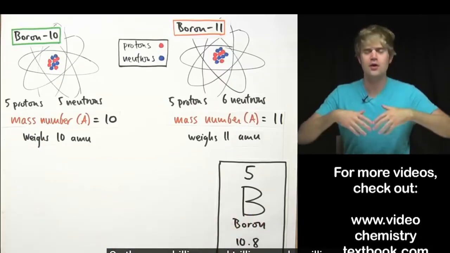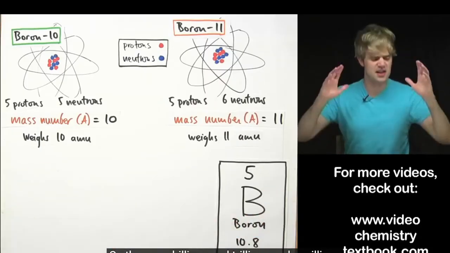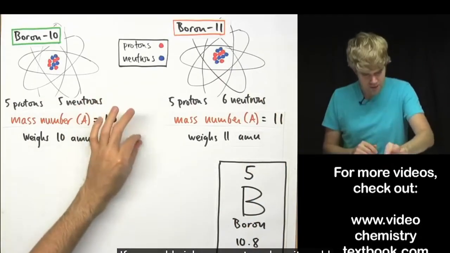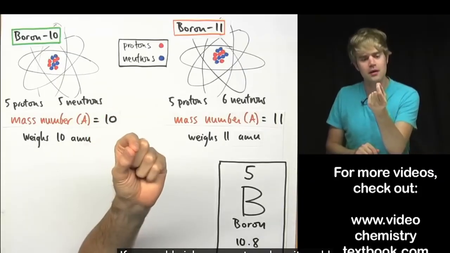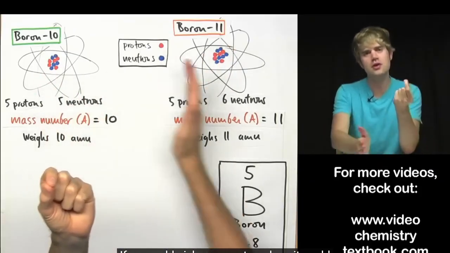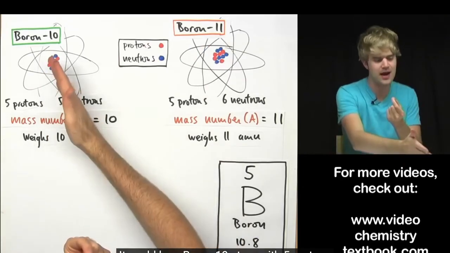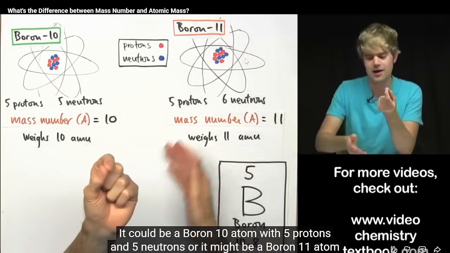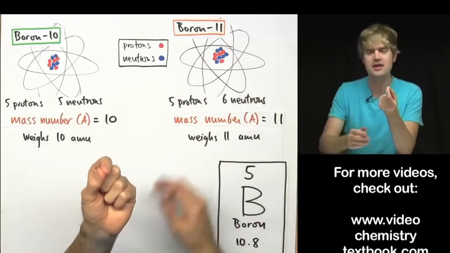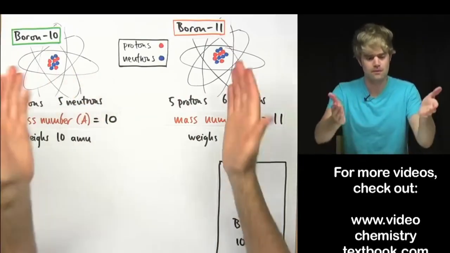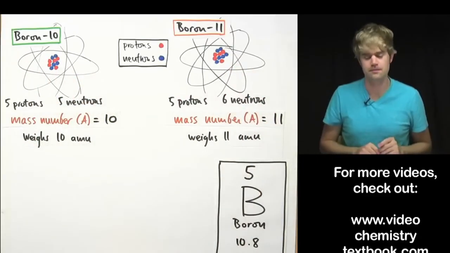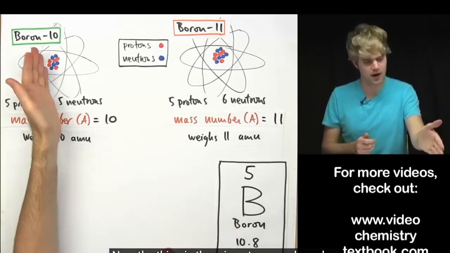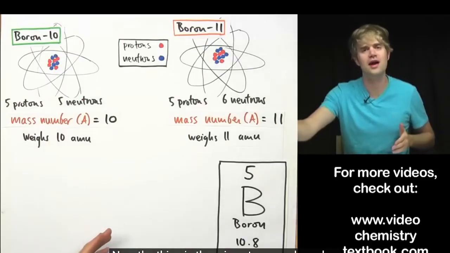So, there are billions and trillions and gazillions of boron atoms in the world. If we could pick one up at random, it could be either one of these two types. It could be a boron 10 atom with 5 protons and 5 neutrons, or it might be a boron 11 atom with 5 protons and 6 neutrons. So boron comes in these two versions. Now the thing is, there is not an equal number of boron 10 atoms and boron 11 atoms.